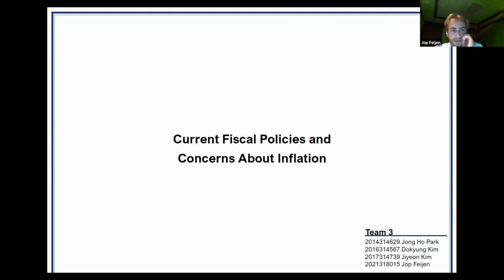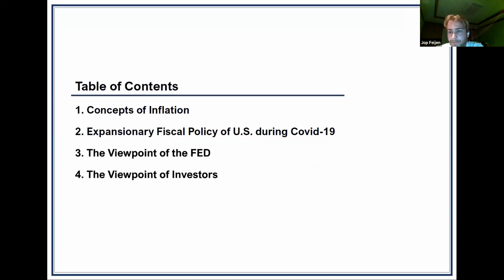We're Team 3 and we're talking about current fiscal policies and concerns about inflation. At first, a table of contents. First, we'll talk about some concepts of inflation. Secondly, about the expansionary fiscal policy of the US during COVID-19. Thirdly, about the viewpoint of the FED, and lastly, about the viewpoint of investors.